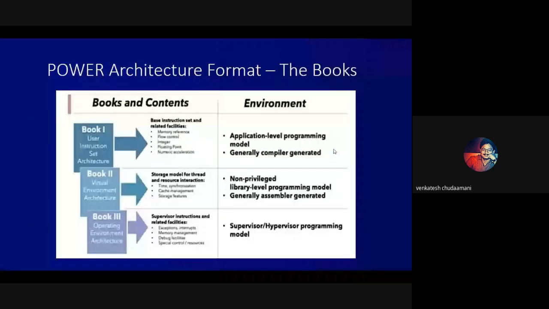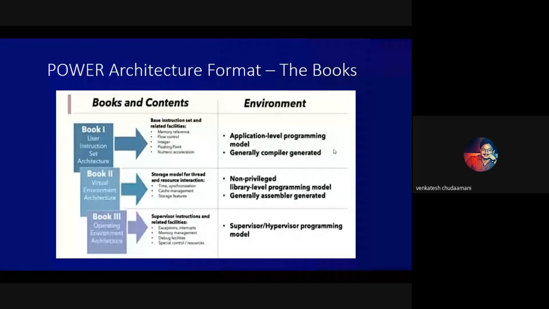We have three books which have been referred for the Power architecture format. Book one is the user instruction set architecture. It has facilities supported for memory reference, flow control, integer, floating point, and numeric accelerations. It works on an environment like an application-level programming model, generally compiler generated.